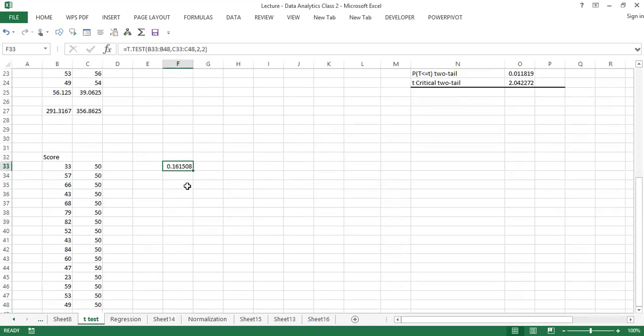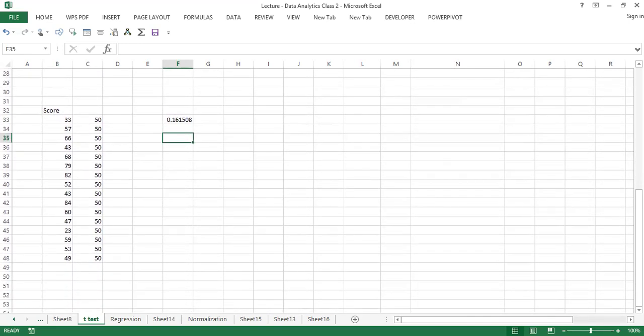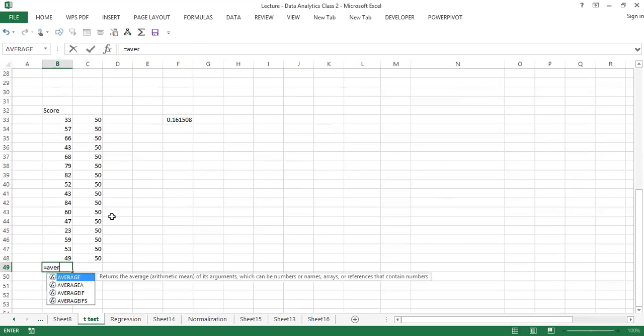So it was 0.16 that we got. Yes, so it was higher than 0.05, which is the level of significance. So here you retain the null hypothesis. You don't reject it. If we reject it, that was a mistake. You retain the null hypothesis in this case.